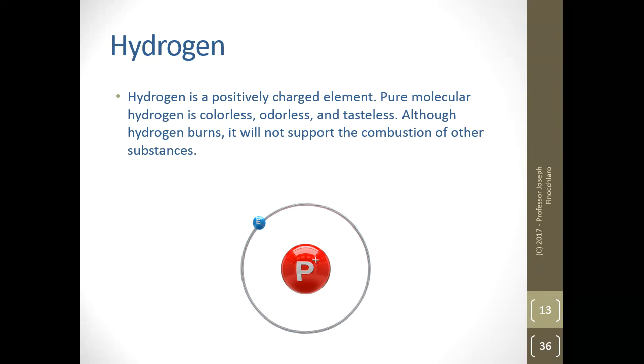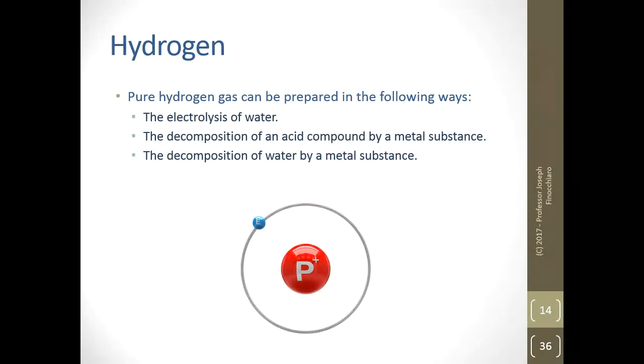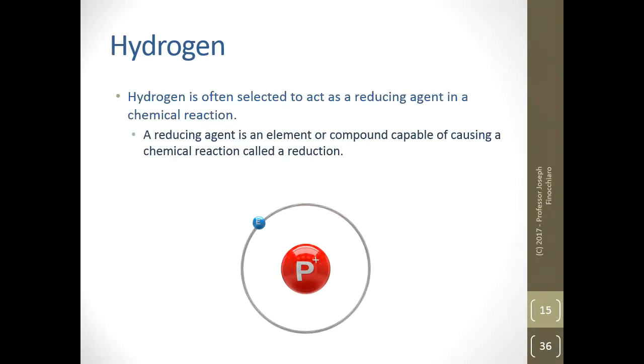Hydrogen is a positively charged element. Pure molecular hydrogen is colorless, odorless, tasteless, and although hydrogen burns, it will not support the combustion of other substances. Pure hydrogen gas can be prepared in the following ways, and it gives you a list. Know those.